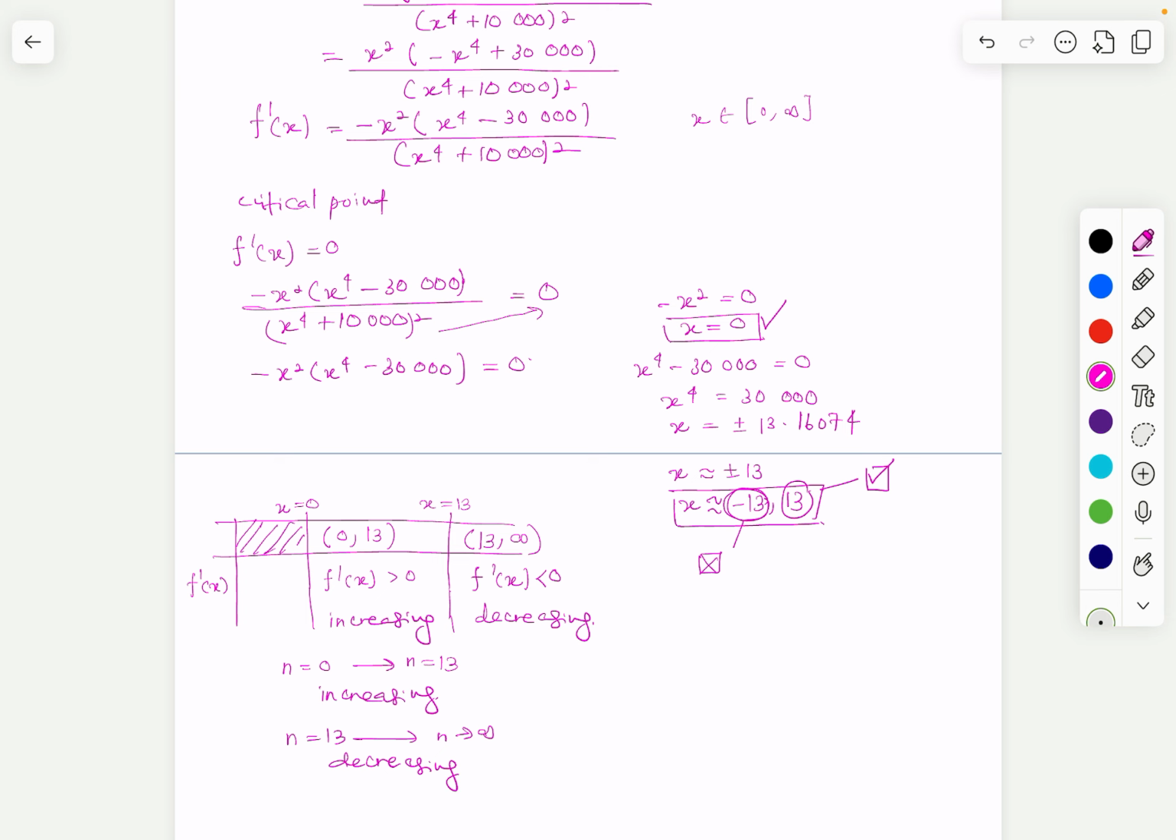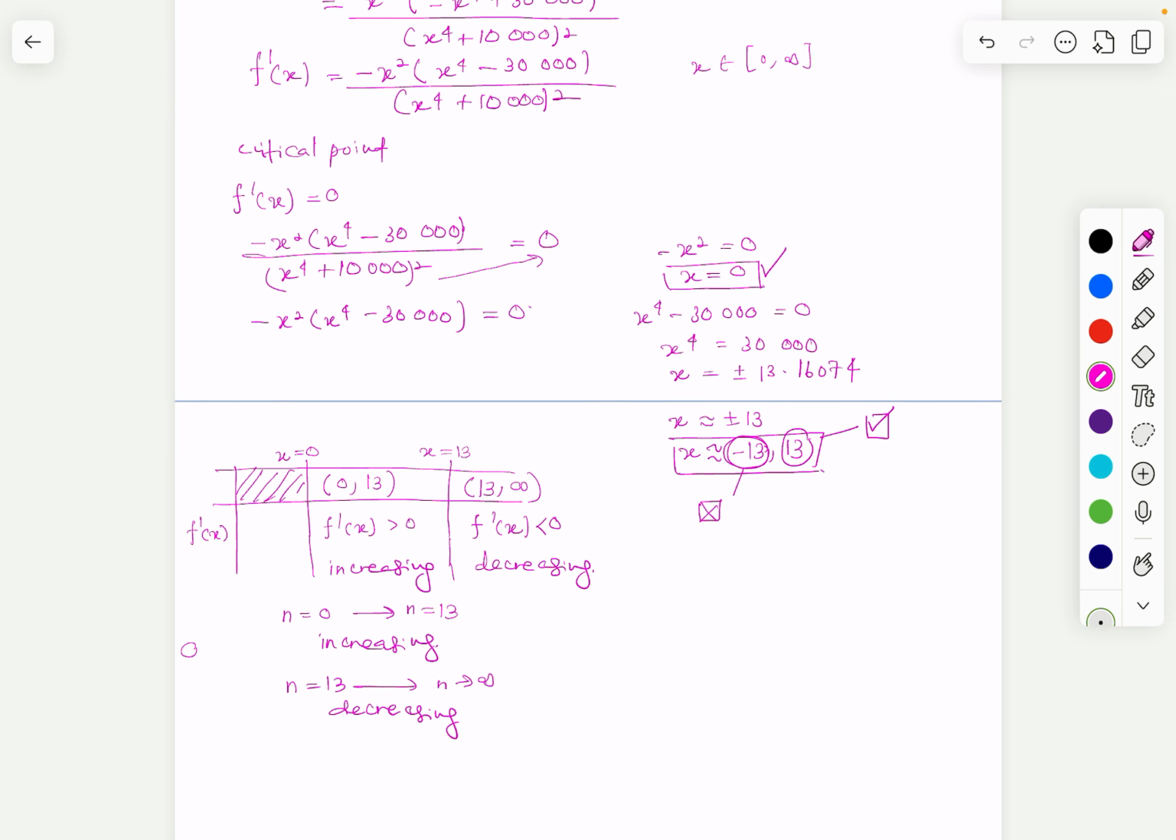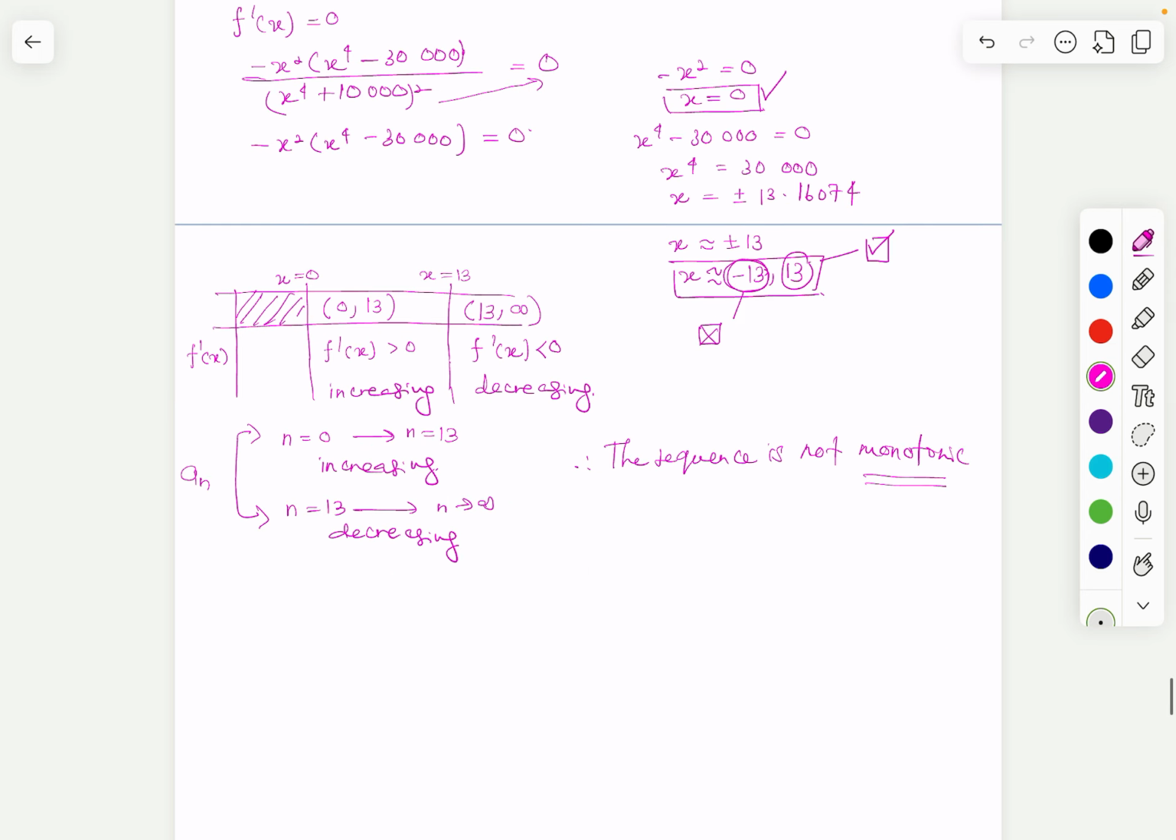Since this sequence is both increasing and decreasing, we can conclude that the sequence is not monotonic. The pattern is not monotone. Okay, and then we go on to check the boundedness.